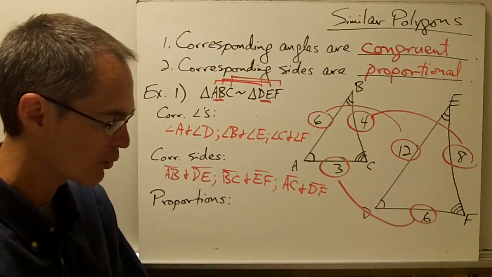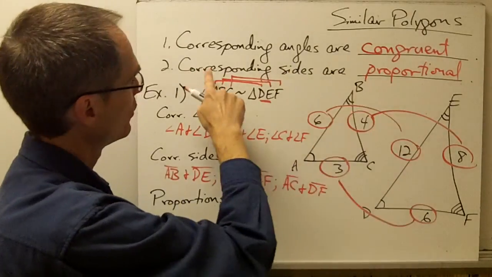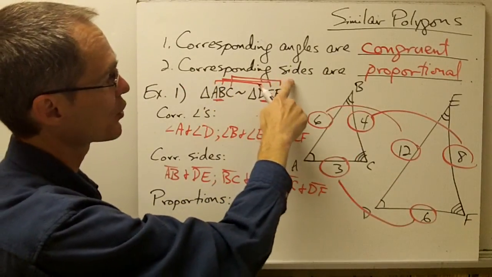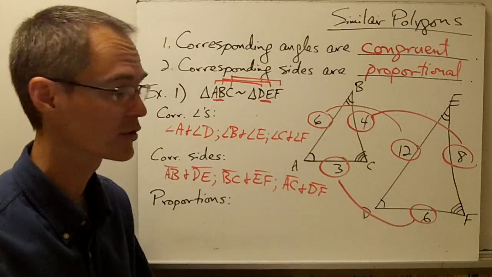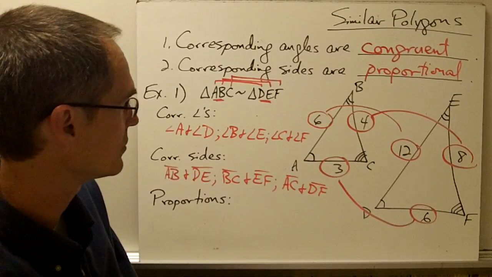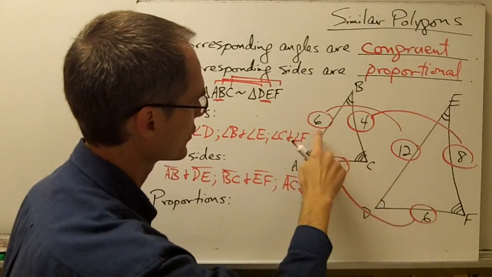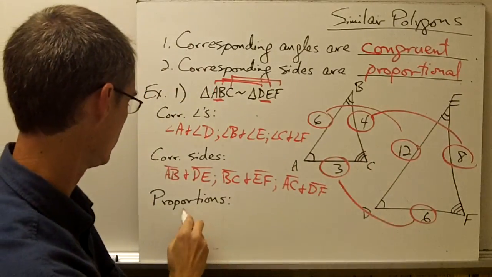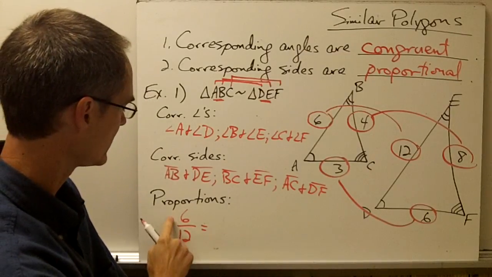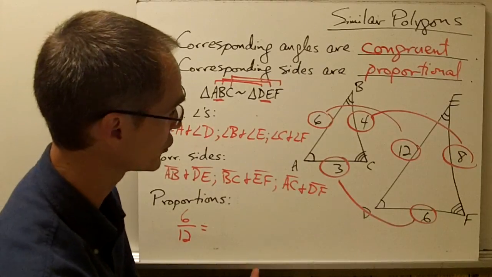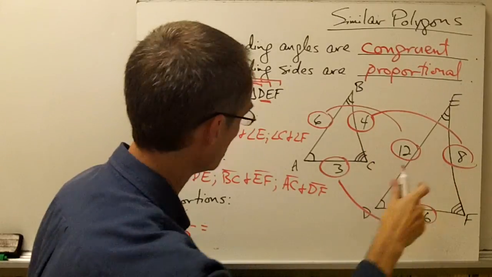Now, it says write one proportion using pairs of corresponding sides. Well, that's one thing that we know about similar polygons is that corresponding sides are proportional. That means we can set up a proportion using pairs of corresponding sides. So let's see. How about I use AB and DE, that's one pair of corresponding sides. So let's take 6 and 12. 6 and 12 are corresponding sides. That means this pair of corresponding sides is going to be proportional to another pair of corresponding sides. How about BC and EF? So that would be 4 and 8.